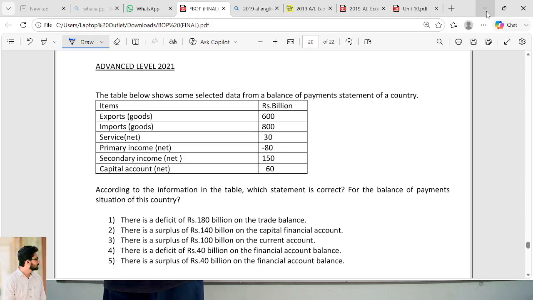Service and trading goods. Secondary income net value given, plus 150.